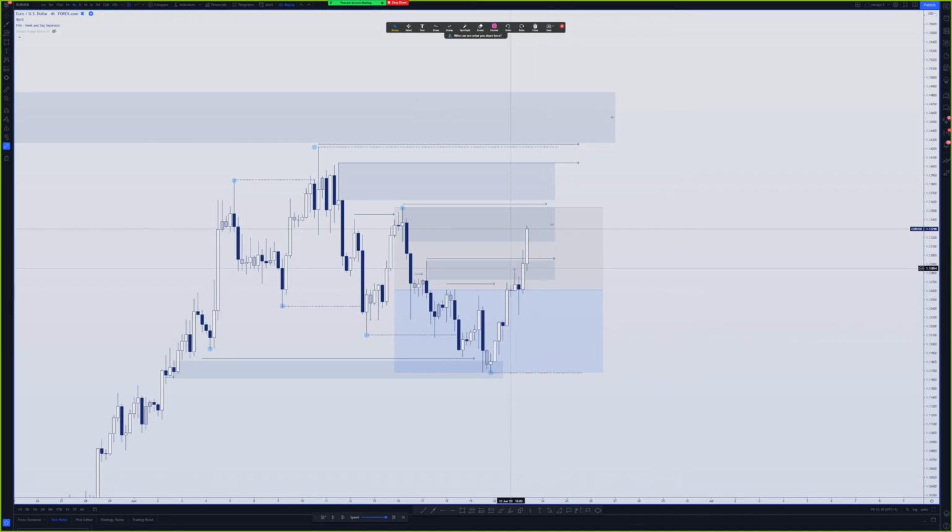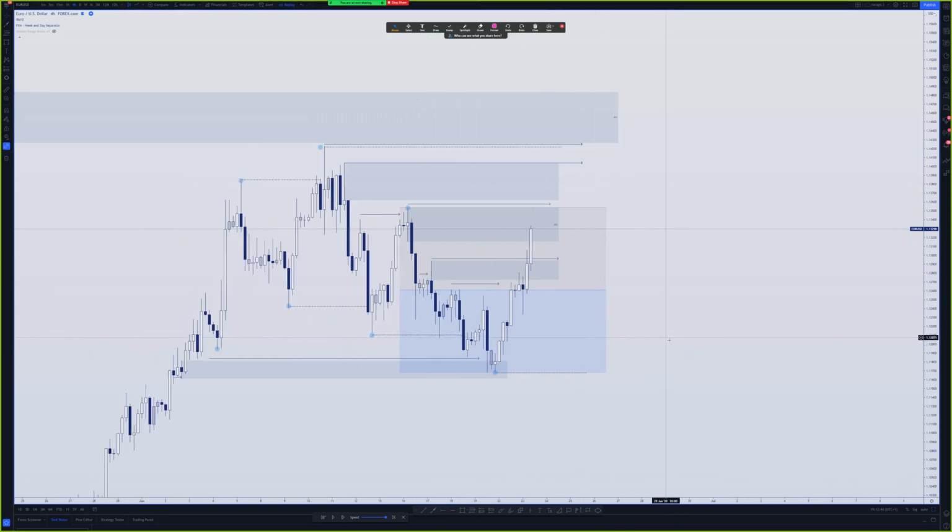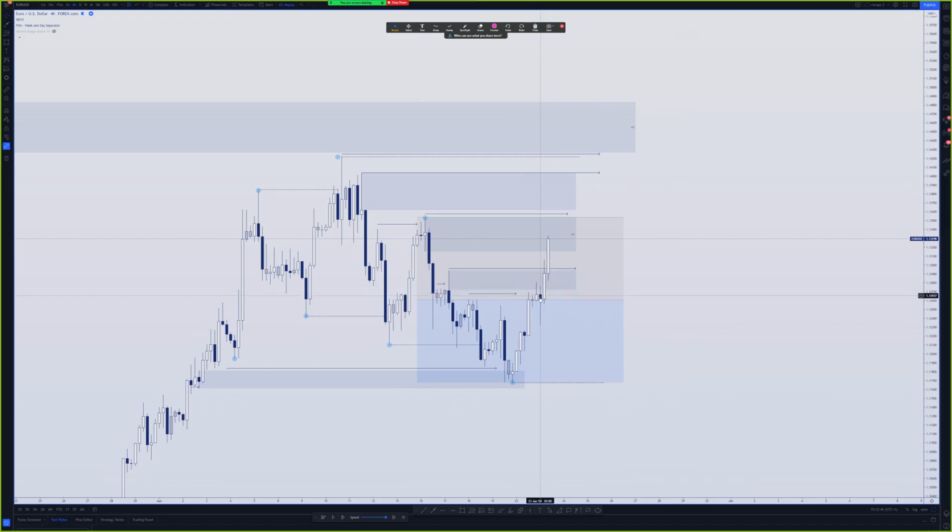Okay, look, so we swept it, right? And taking into account that we're not even really using session confluences or timings at all, right? So we don't know if this was spread hours or whatever. Actually, this looks like London Open. So that's pretty interesting. We completely blew through that.